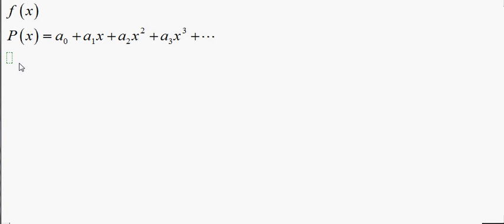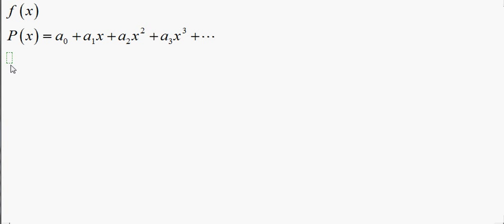Now, if you pick that point to be 0, it's called the Maclaurin series, and if you pick it to be anything else, it's the Taylor series. So for the sake of ease, we're going to pick the center at 0, but you'll see at the end that it really doesn't matter where we pick it. So we're going to center this at 0.